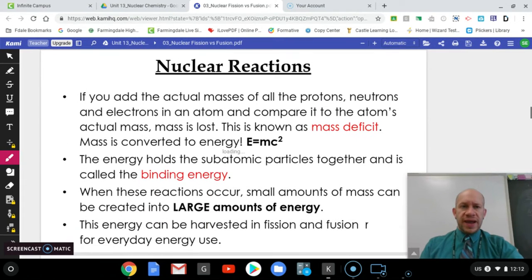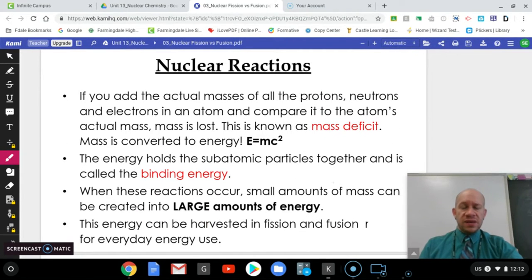So, nuclear reactions, if you add the actual masses of all the protons, neutrons, and electrons in an atom and compare it to the atom's actual mass, you can find that mass is lost. This is known as the mass deficit. Mass is actually converted to energy according to E equals mc squared. So the energy holds the subatomic particles together, and this is called the binding energy. So this is how our atoms don't always explode. There's always some amount of energy holding them together.